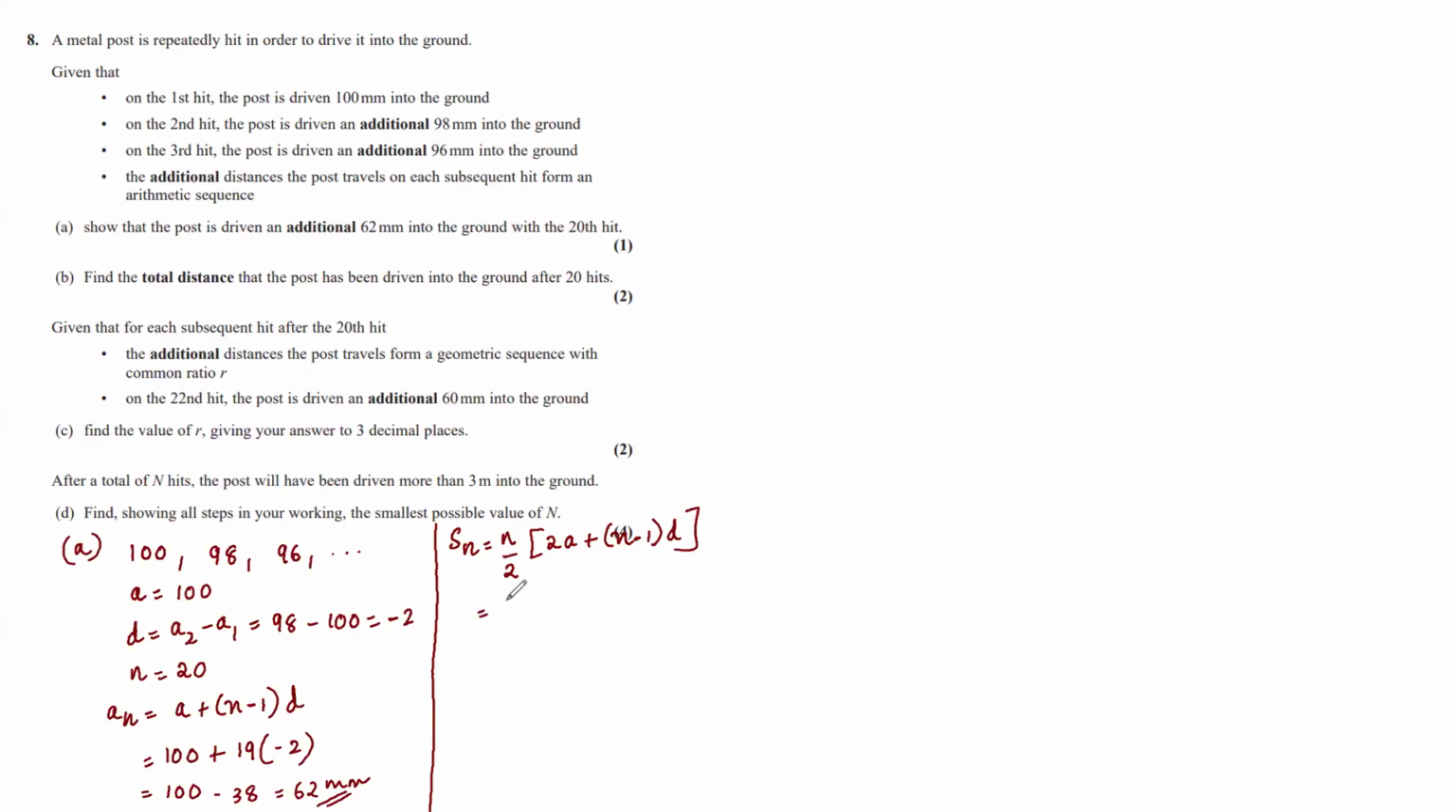So n is 20. 20 divided by 2 will be 10, into 2 into a, a is 100 here, 2 into 100 is 200, plus n is 20, 20 minus 1 is 19, into minus 2. So this will be 10 into 200 plus 19 into minus 2, which is minus 38. 200 minus 38, that is 162. So 10 into 162, that is 1620 millimeter. That will be the total distance after 20 hits.